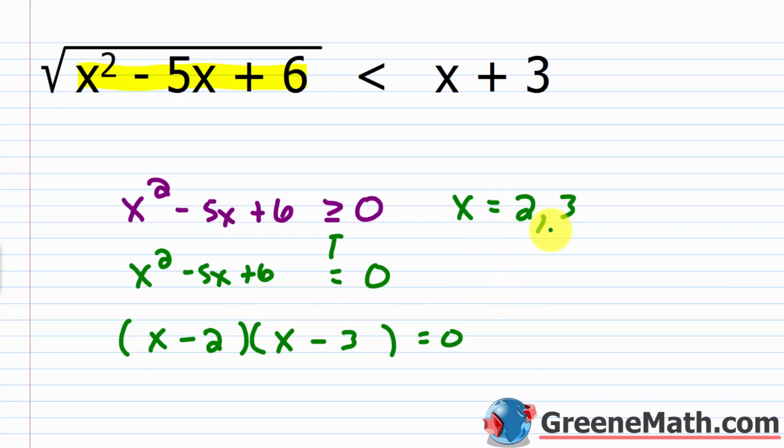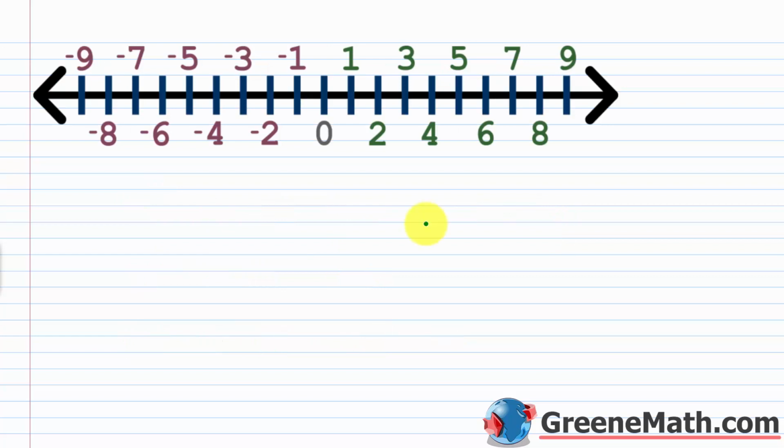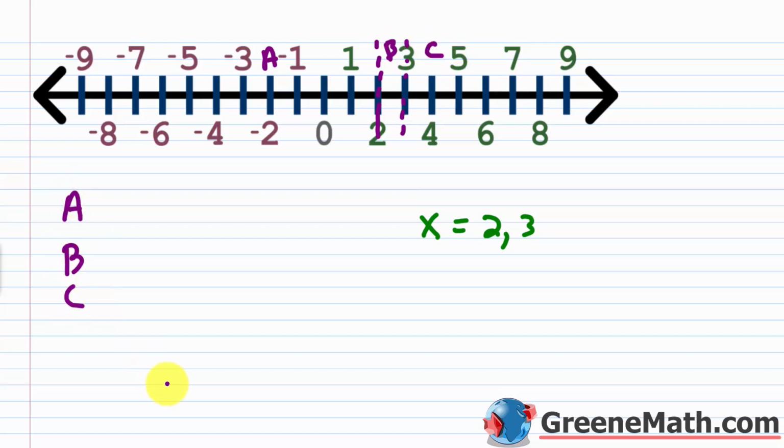So let's go down to the number line. So again, the critical values or the boundaries, x equals 2 and 3. So here's 2, here's 3. And again, we're going to set up intervals. So anything to the left of 2 is A, anything between 2 and 3 will be B, and anything greater than 3 will be C. So again, you've got A, B, and C. So let's test some values.